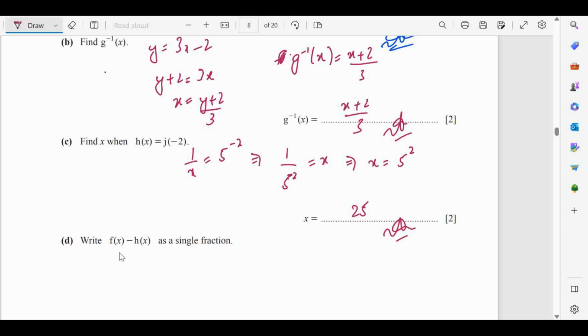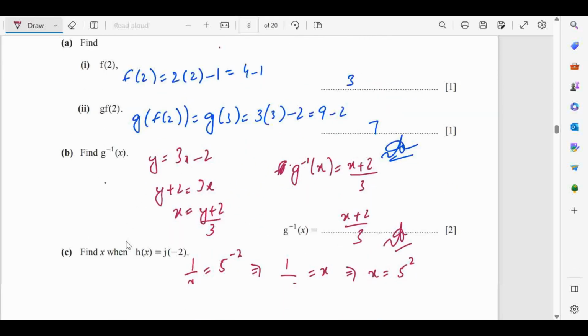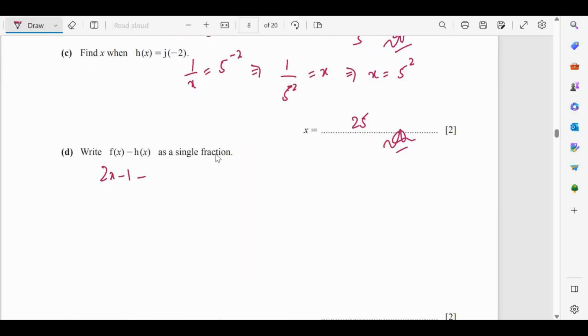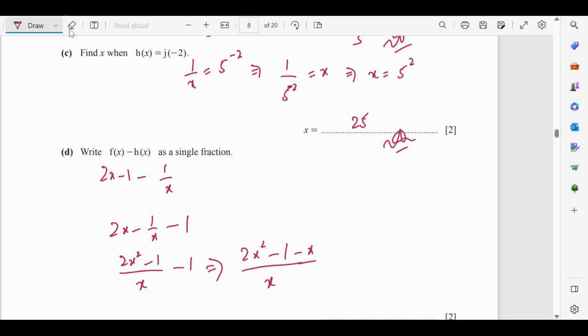Let's move to the next one. f of x minus h of x. So f of x is 2x minus 1, so 2x minus 1 minus h of x. Now h of x is 1 by x. We need to write it as a single fraction and simplify it. So we know that 2x minus 1 by x minus 1. If we take the LCM, x, we get 2x square minus 1 as a single fraction. So we need to take the LCM again, x, so x times 2x square minus 1 minus x. So the final answer will be 2x square minus x minus 1 whole divided by x.